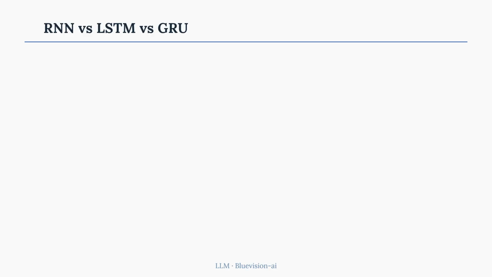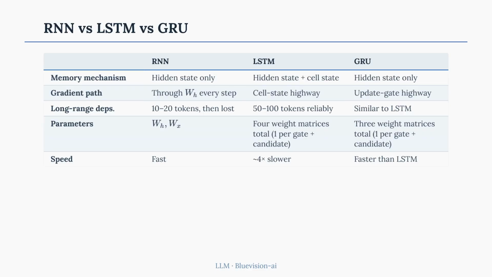Let's compare all 3 architectures, head to head. The RNN has 1 memory path, the hidden state, and the gradient passes through WH at every step. The LSTM has 2 memory paths, hidden state plus cell state, and gradients can use the cell highway, which is nearly linear. The GRU keeps just 1 memory path like the RNN, but protects it the same way the LSTM protects its highway. When the update gate is near zero, the old state survives almost untouched. The practical difference: RNNs lose long-range information beyond about 20 tokens. LSTMs and GRUs are both reliable, up to 50 to 100 tokens, sometimes more. And the GRU gets there with fewer parameters.